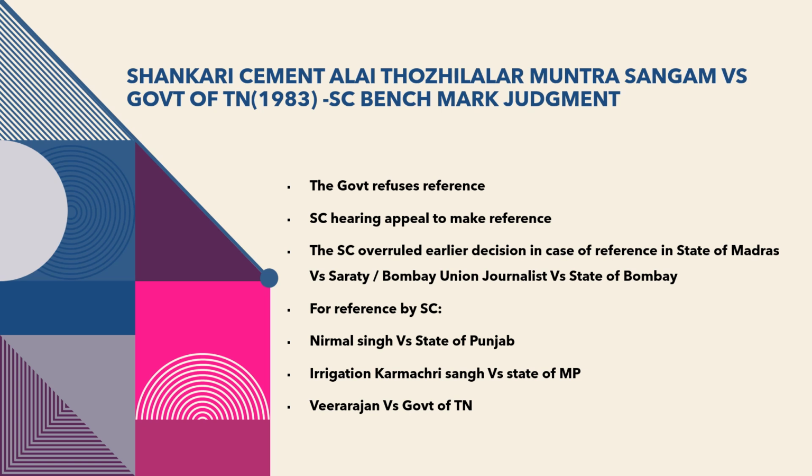In the case of Sankari Cement ஆலை தொழிலாளர் முன்னேற்ற சங்கம் versus Government of Tamil Nadu in the year 1983, it's a very benchmark judgment. The government refuses the reference, then the matter is heard by the apex court to make the reference. The Supreme Court overruled the earlier decisions in State of Madras versus Sarathi and Bombay Union of Journalists versus State of Bombay.